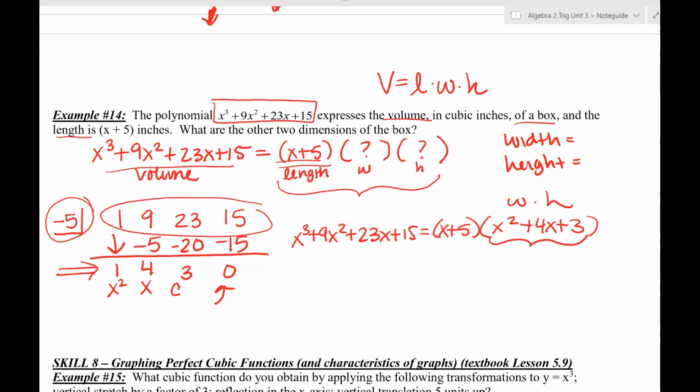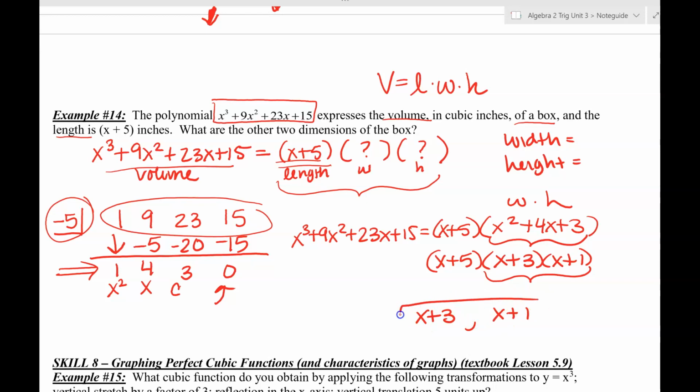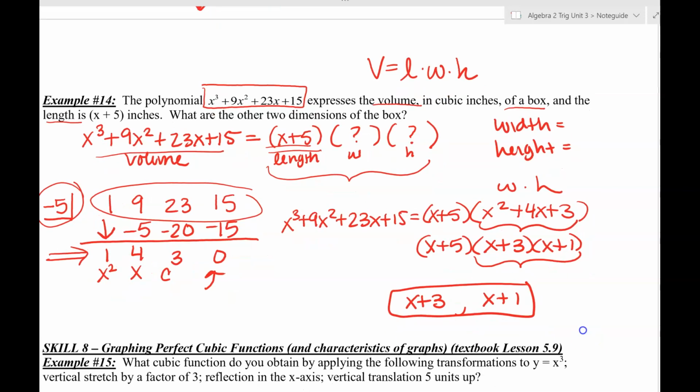So can I break it up? And we have quadratic factoring techniques that allow us to factor that quadratic as x plus 3 times x plus 1. So I don't know which one is which, but I know my other two dimensions are x plus 3 and x plus 1. Those will be the width and the height.